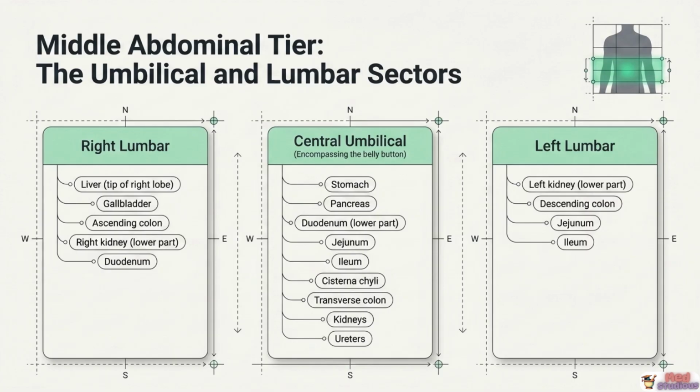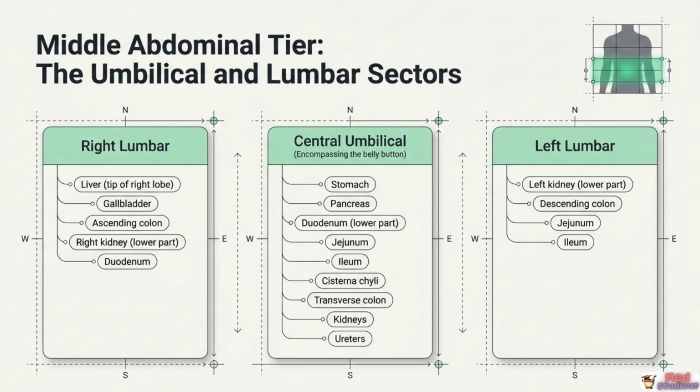The middle tier of the abdominal grid, bounded by the subcostal plane above and the transtubercular plane below, contains another rich collection of organs distributed across the right lumbar, central umbilical, and left lumbar regions. The right lumbar region houses the tip of the right lobe of the liver, the gallbladder, the ascending colon, the lower part of the right kidney, and the duodenum. Right lumbar pain can indicate ascending colon pathology, right-sided urolithiasis, or referred hepatic pain.